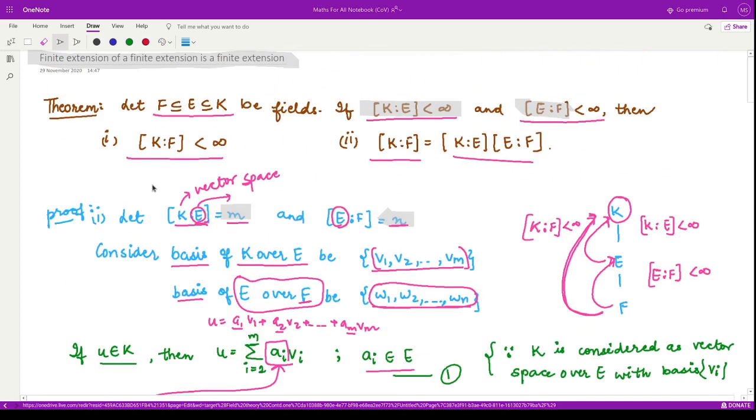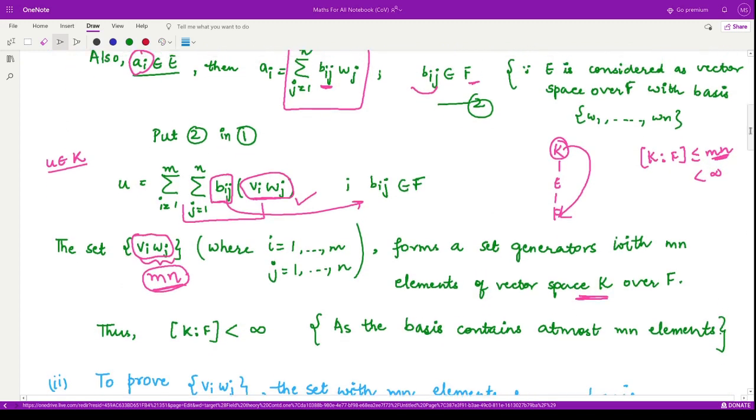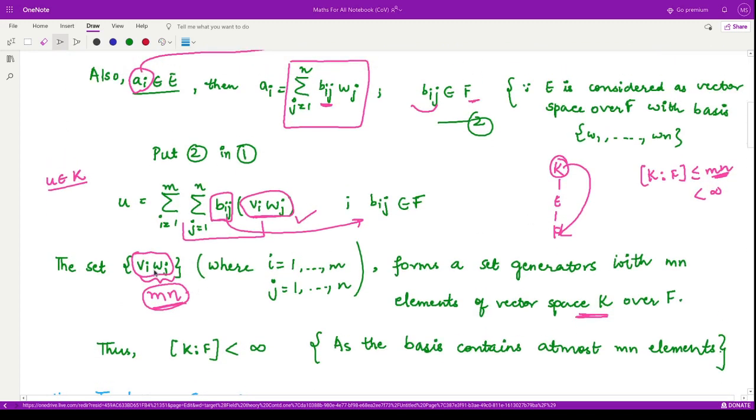The first part says that a finite extension of a finite extension is a finite extension. So this is a finite extension. Now, to prove the second part, we have shown here that this set v_i w_j, where i varies from 1 to m and j varies from 1 to n, consisting of mn elements, forms a generating set of K over F.